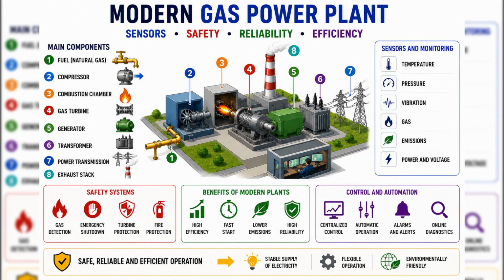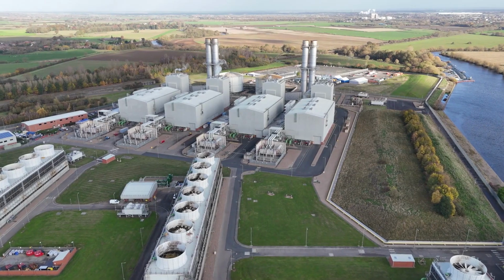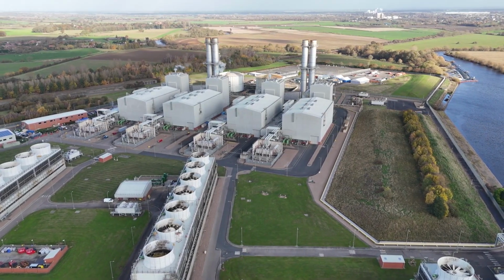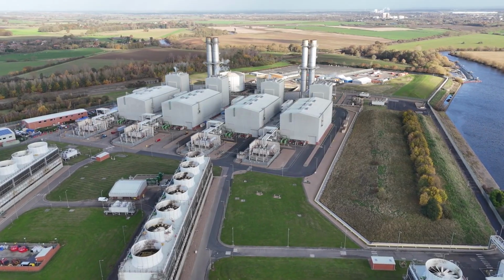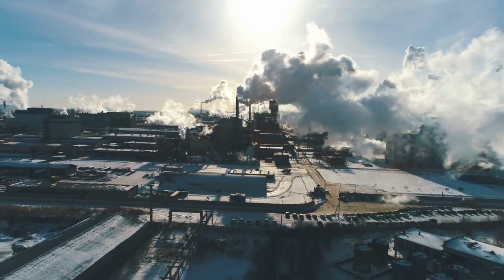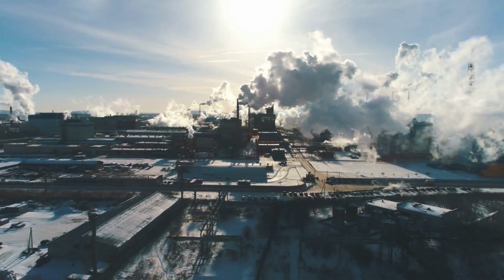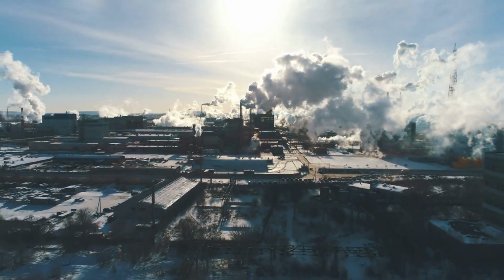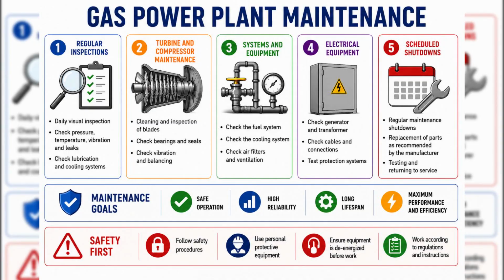The combustion process itself must also be controlled with extreme precision. The ratio between fuel and air is carefully regulated to ensure stable and efficient combustion. If the mixture becomes too rich or too lean, efficiency drops and harmful emissions can increase. Advanced sensors continuously monitor temperature, pressure, vibration, airflow, and exhaust composition throughout the system. Modern control computers analyze this data in real time and make constant adjustments within fractions of a second.